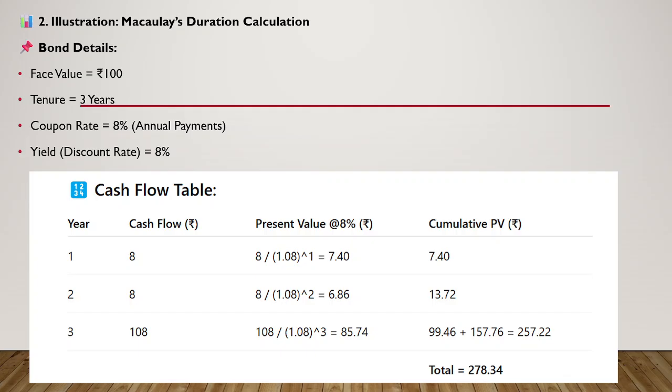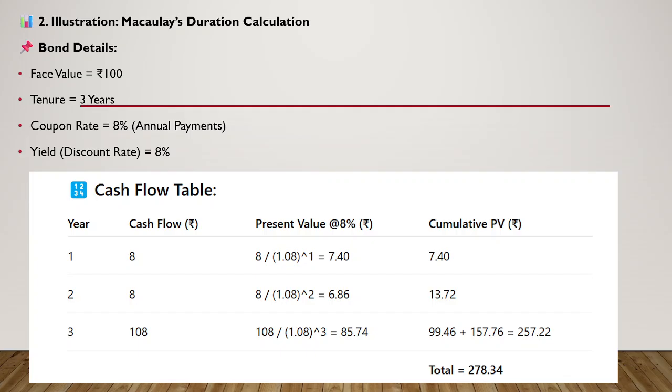Now, let's break it down year by year. Year 1. You receive 8 Indian rupees as interest. To find its present value, you use the formula 1 divided by 1 plus 0.08, since 8% is our yield. That comes to approximately 0.926. So, present value of 8 Indian rupees in year 1 is equal to 8 multiplied by 0.926 equals 7.41 Indian rupees. Year 2. Again, you receive 8 Indian rupees. This time, you discount it for 2 years, so PV factor is 1/1.08^2 equals approximately 0.857. Present value is equal to 8 times 0.857 equals 6.86 Indian rupees.